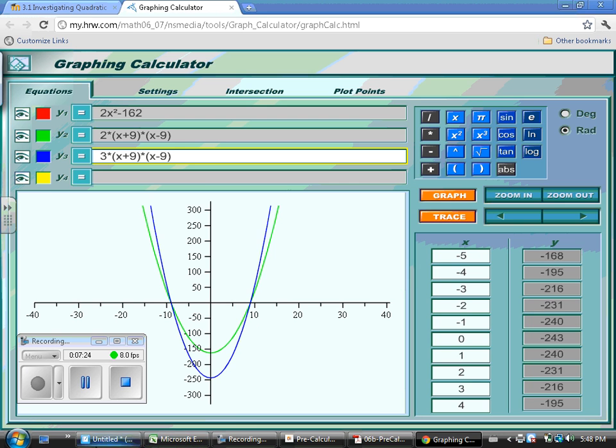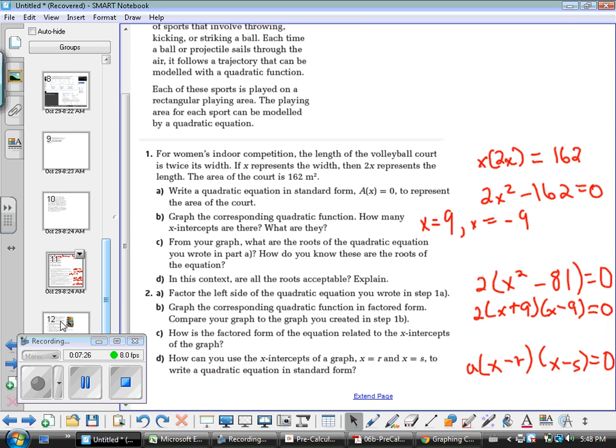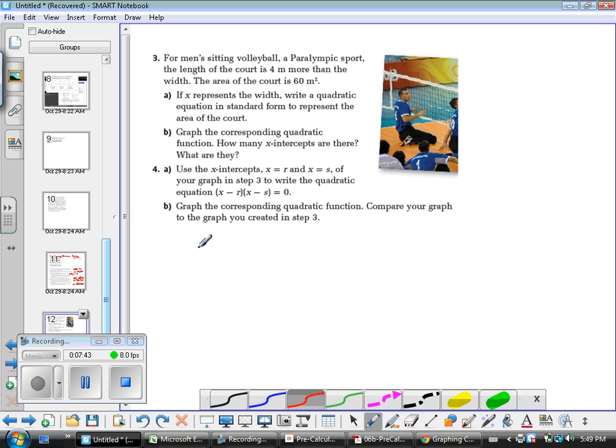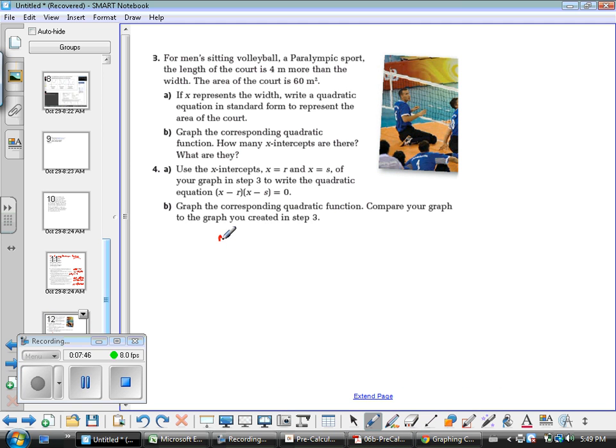Okay, next part of this is for men's sitting volleyball, a Paralympic sport. The length of the court is 4 more than the width. So if we let x equal the width, then the length is going to equal x plus 4. Then in order to write out our equation in standard form to represent the area of the court, I'm going to take length times width, so x times x plus 4 equals 60. To write it in standard form, x squared plus 4x, and then we subtract 60 from both sides: minus 60 equals 0.